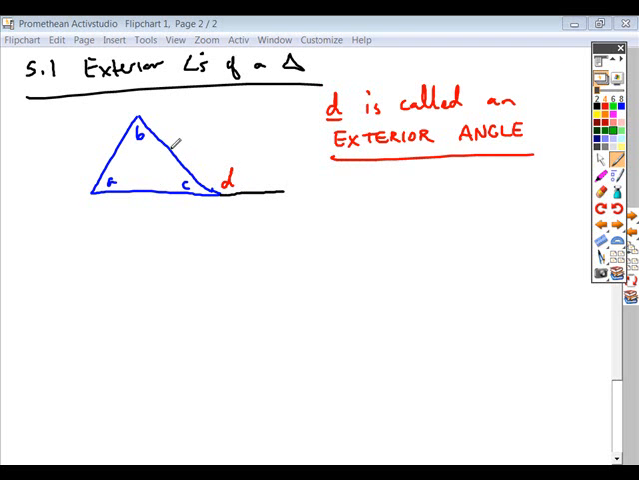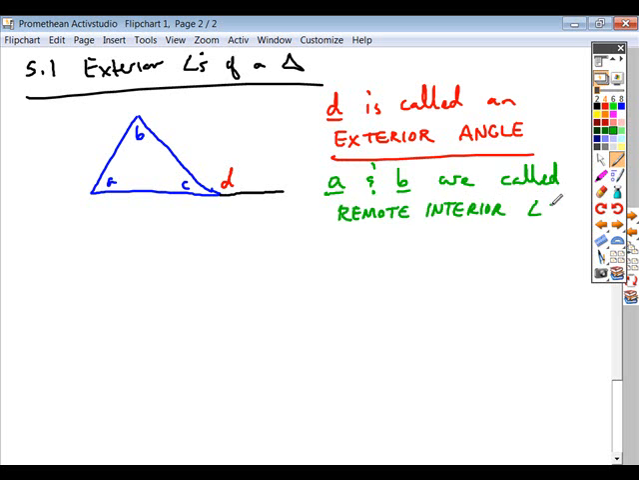angles inside of a triangle have the following relationships. It's either adjacent to it, which is a linear pair, which is angle C, or the other two angles that are not adjacent to this exterior angle, so A and B, those are called remote interior angles. So when you're referencing them, A and B are remote interior angles compared to D. C is just the linear pair, and D itself is called the exterior angle.